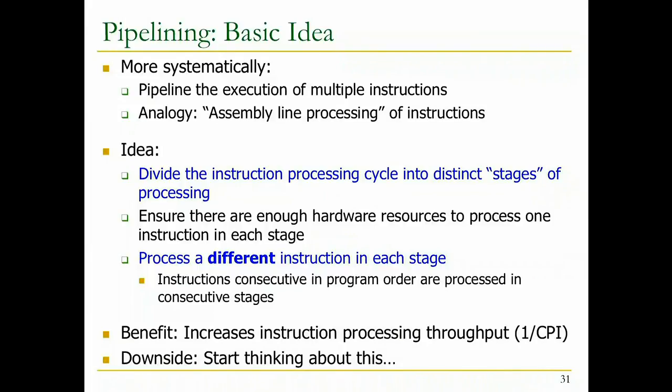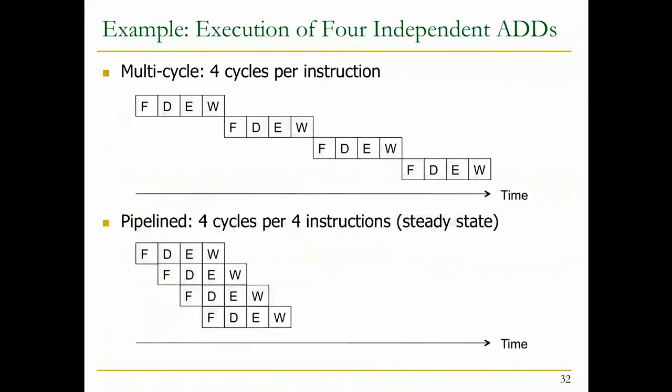The downside, start thinking about this. There's always a downside. So we're going to add more hardware cost. We're going to add more overhead. And we're going to make each instruction take longer to be able to do this. So let's look at the beautiful case first. Multi-cycle looks like this. Let's assume that you take always 4 cycles per instruction. Let's assume that these are independent add instructions. It looks like this, basically.